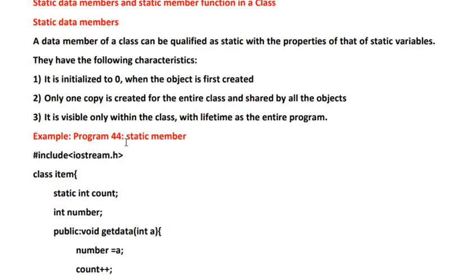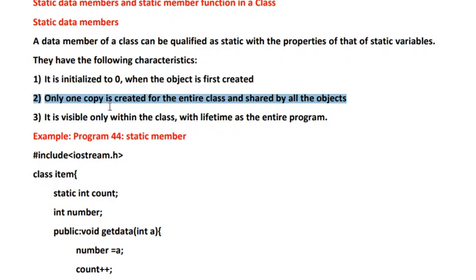A data member of a class can be qualified as static, with the property of static variables. You must have come across static variables in C. Now, one property of a static variable is that it is initialized to 0 when the object is created. The second important property of a static variable is that only one copy of the static variable is created and it is used by the entire class, or shared by all the objects.